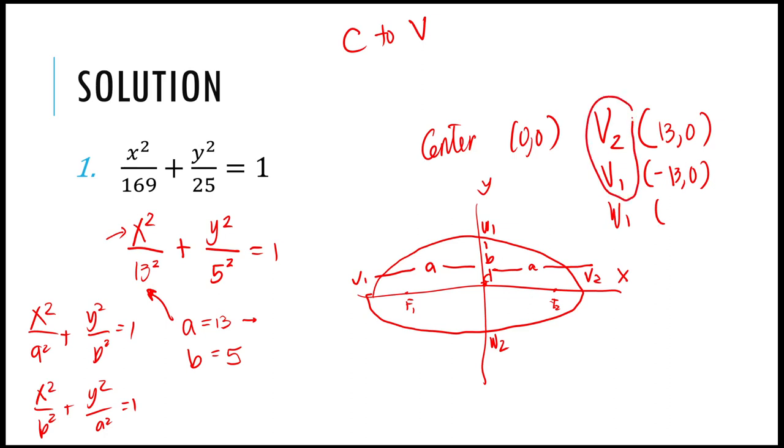At the vertex, our adjustment is horizontal, right? We moved to the left and to the right, so we added A units to X. At the co-vertex, our movement is vertical, so we will not touch X. We add to Y, so we go up B units. Since B is 5 and we go up, that is 5 units up: 0, 5. And then 5 units down from 0, 0: 0, negative 5. It's symmetric actually.